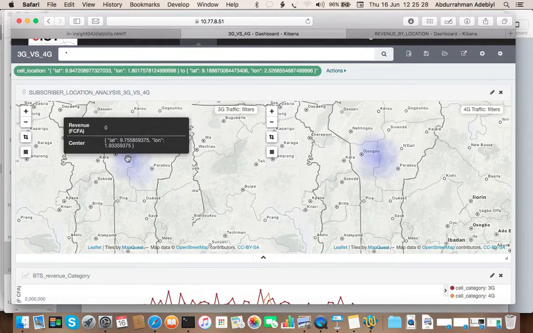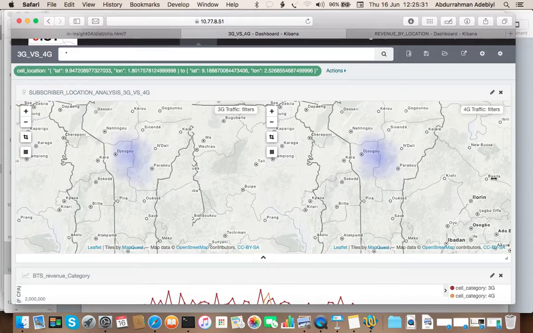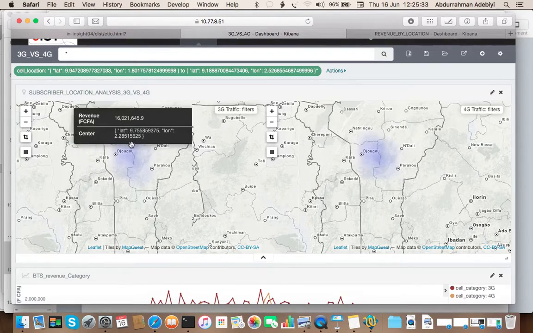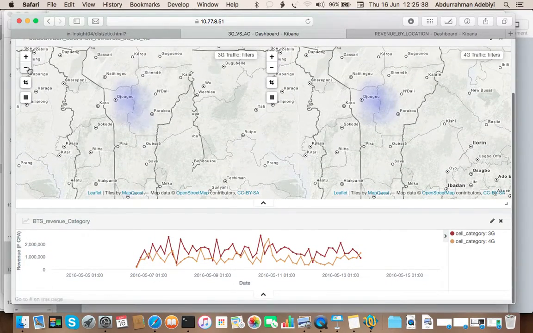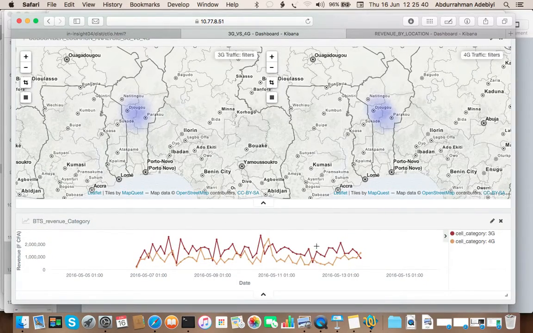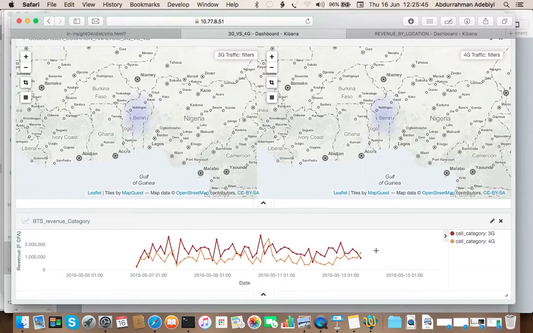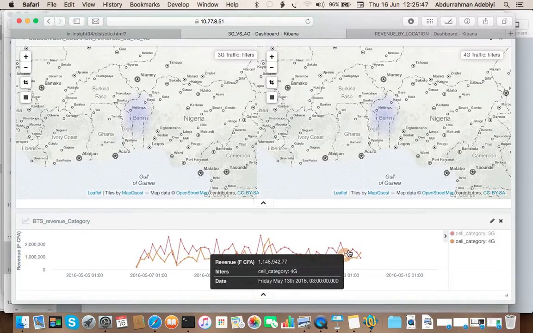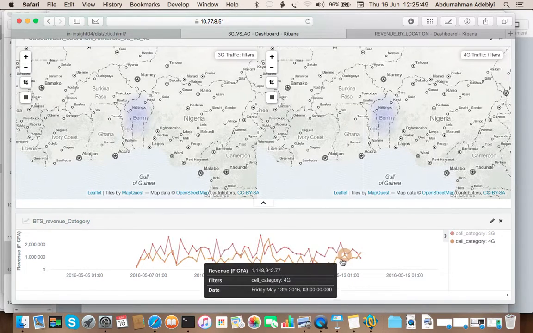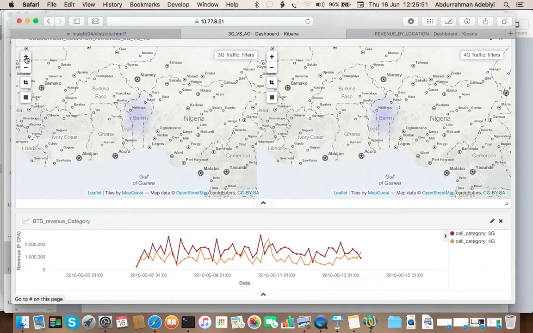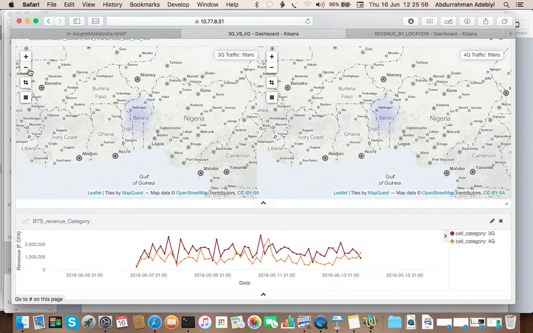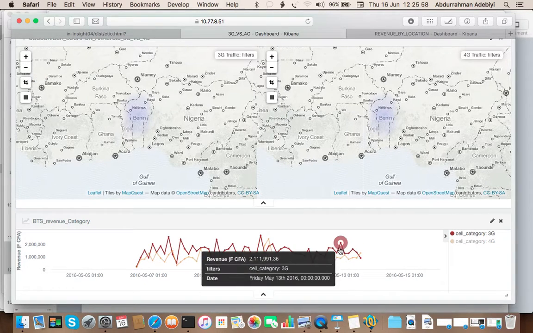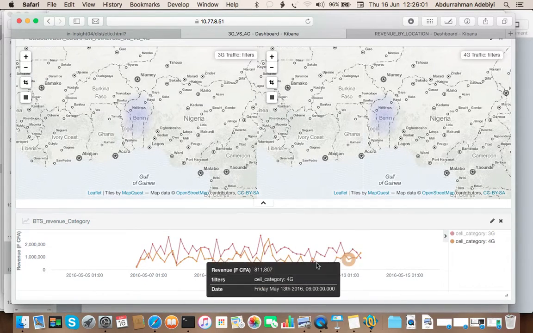Okay, it's a little bit denser there. And as we move and zoom, we would see the patterns also affecting the cell category. They're pretty close together, with 3G definitely edging over 4G. That means that the number of mobile phones that support 3G is higher, as 4G networks still have more users with feature phones than smartphones.